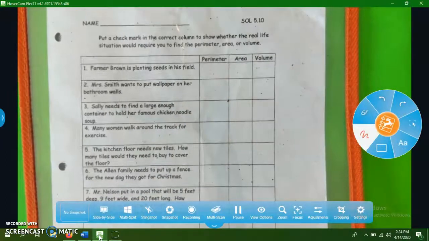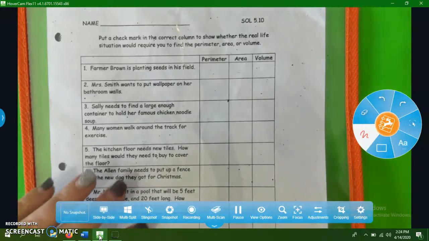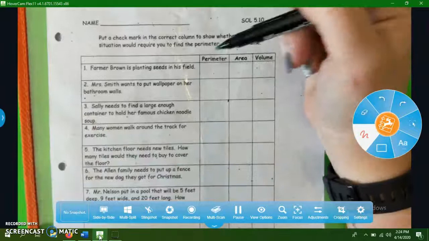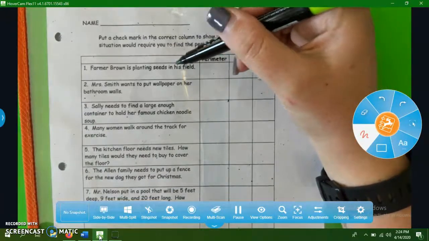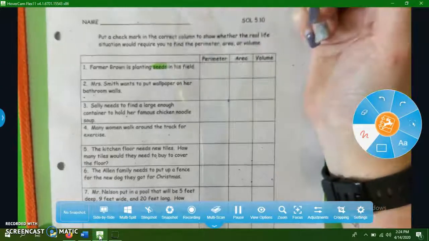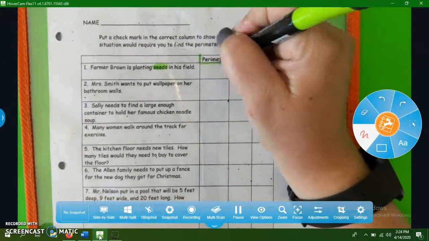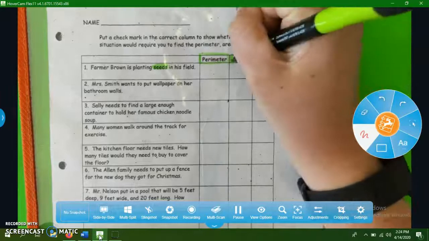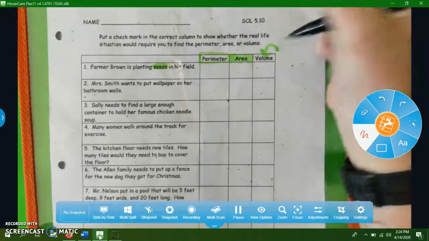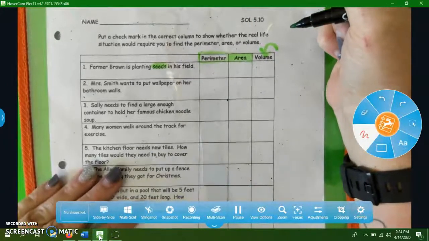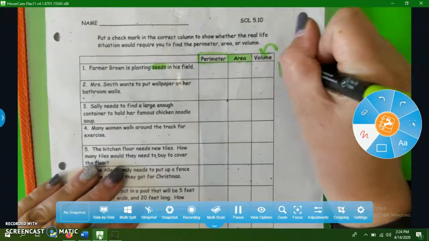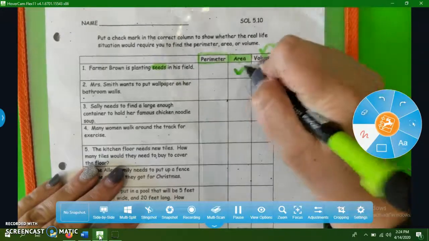So I am going to take my highlighter and just kind of look at some key things as we go through here. Farmer Brown is planting seeds in his field, so you really want to think about, where are these seeds going to go? Are they going to go just around the outside edge? Are they going to cover the field? Or are they going to be filling something up? If you think about a nice flat field, where are you going to put all the seeds? You're going to cover the ground in them. So that would be area.